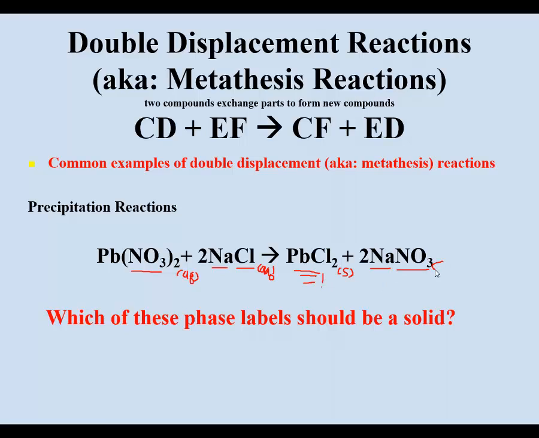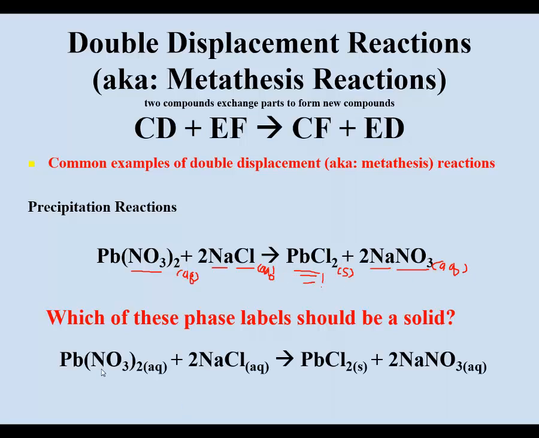So everything I put a phase label as soluble that has sodium or nitrate in it, my only precipitate is lead 2 chloride. So if I rewrote this equation, I could show my phase labels indicating everything that was soluble and my precipitate. So if I want you to predict the products of a precipitation reaction, please go ahead and write phase labels so I know you predict the correct precipitate.